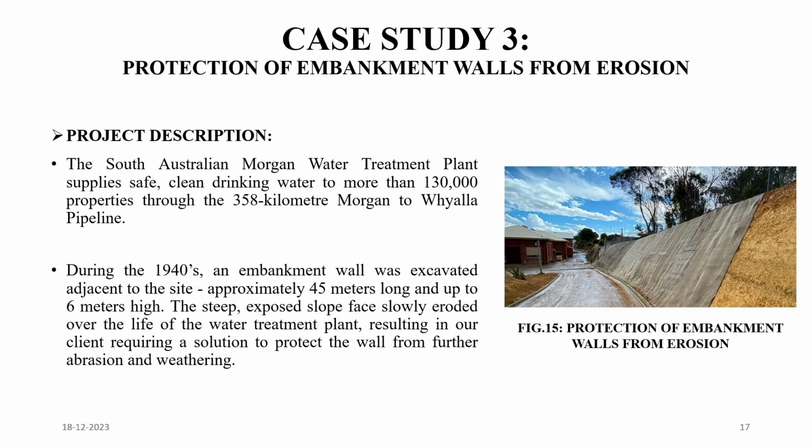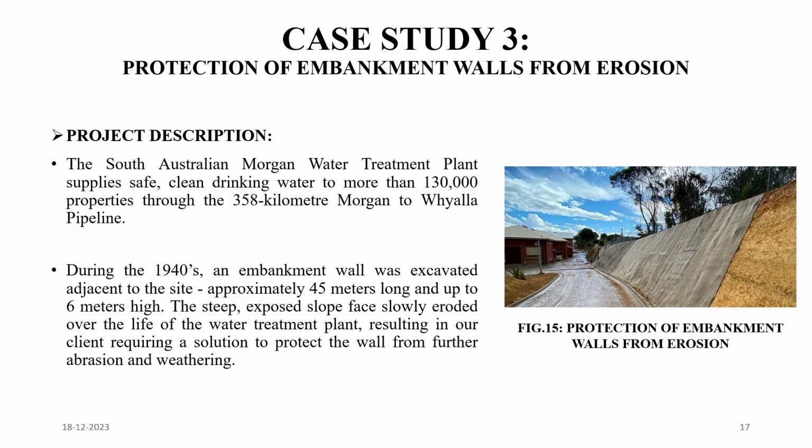Case study 3, protection of an embankment wall from erosion. Project description. The South Australian Morgan Water Treatment Plant supplies safe, clean drinking water to more than 130,000 properties through the 358 kilometer Morgan to Whyalla pipeline.